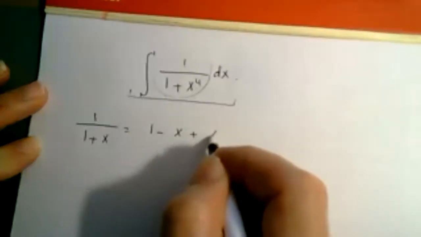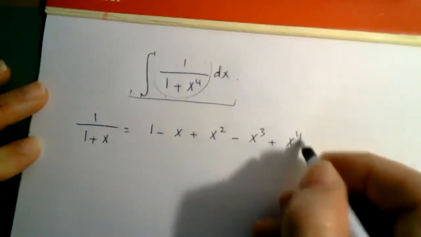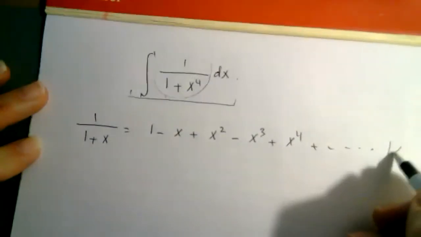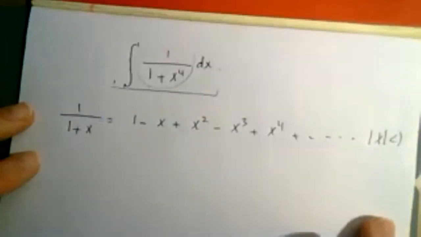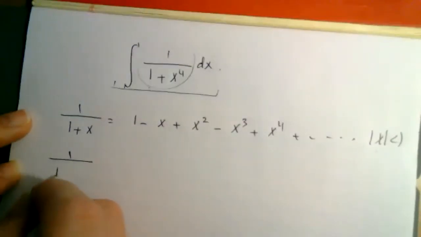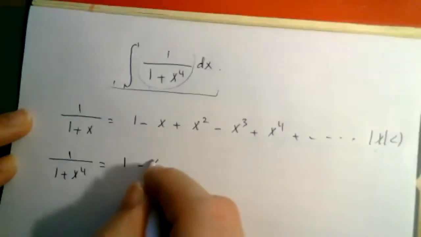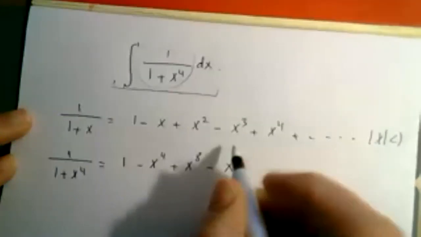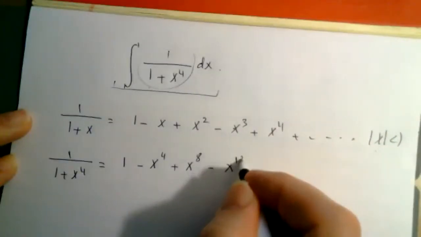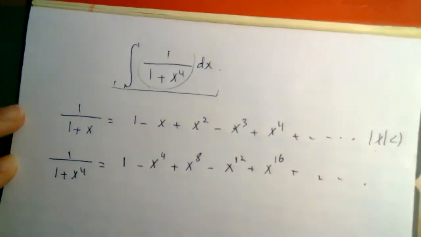By knowing this, I'm not going to write the sigma notation. I'm just going to write only the first few terms. By knowing this, I know 1 plus that, which is going to give me 1. I'm going to plug in immediately x^4, x^8. That's 4 to the power 3, 12, 4 plus etc.